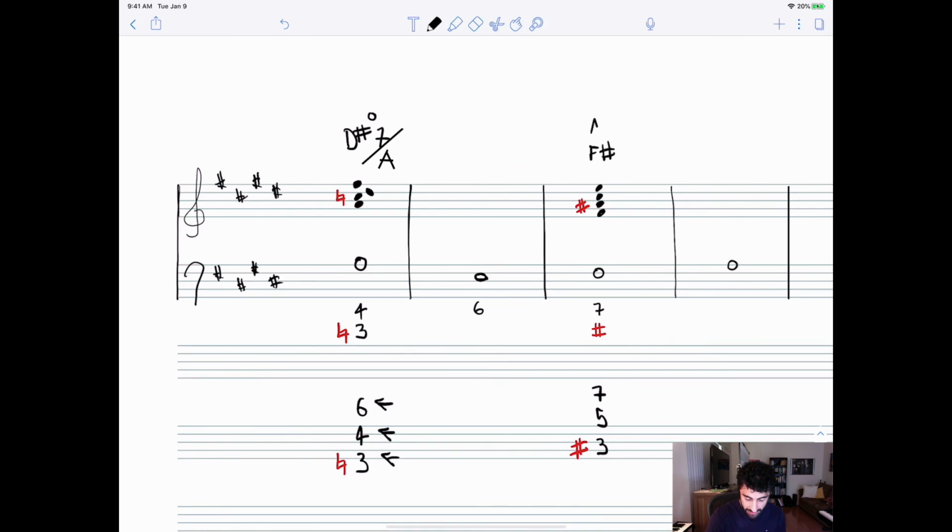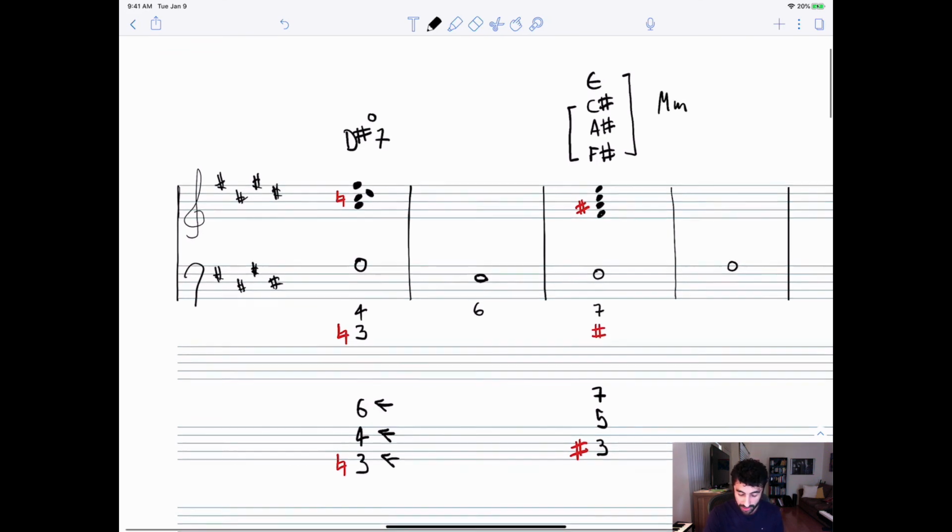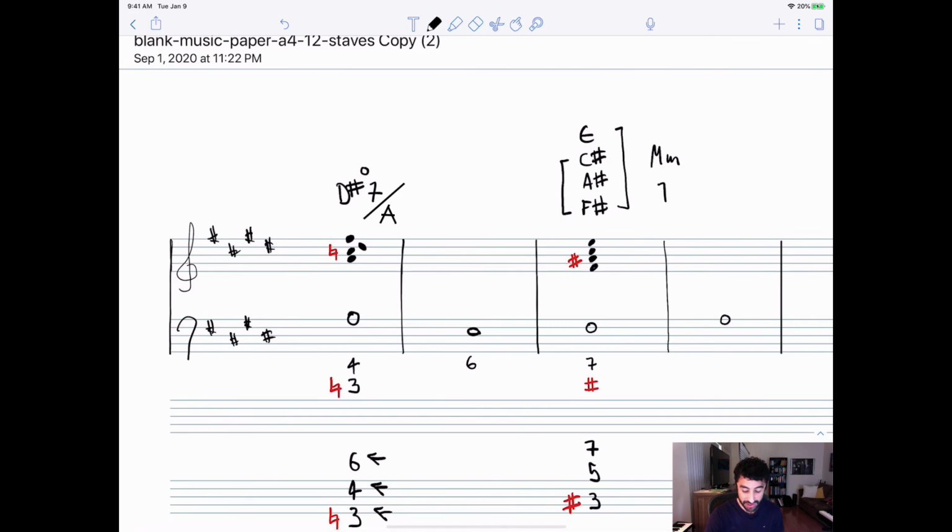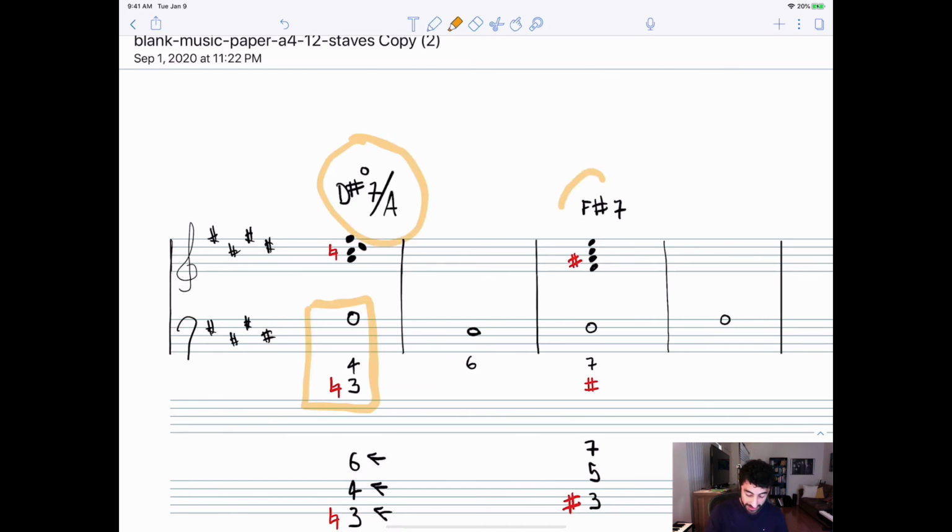F sharp, A sharp, C sharp, because it's in the key signature, and E. This is a major triad, and this is a minor seventh. So this is a major-minor chord, whose lead sheet symbol is just 7. So I can erase everything but the root and just write a 7 by it. In this case, this would be the correct lead sheet symbol for this bass marking.